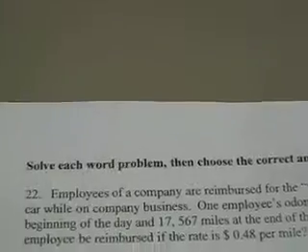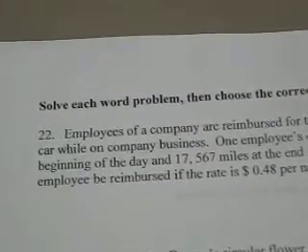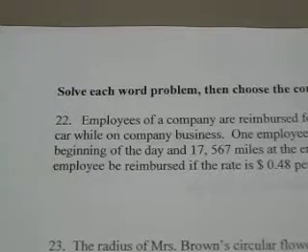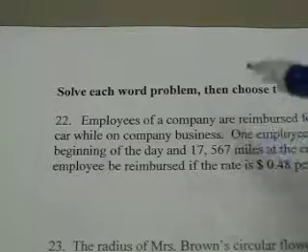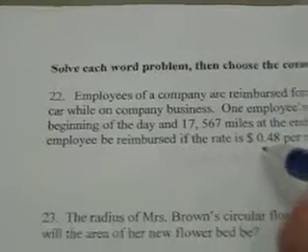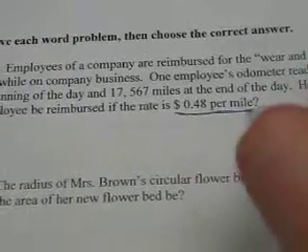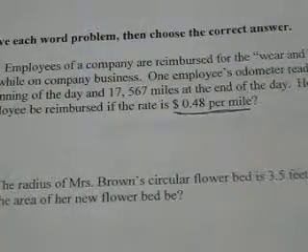Number 22. Number 22 says employees of a company are reimbursed for the wear and tear that occurs on their car while on company business. One employee's odometer read 17,438 miles at the beginning of the day and 17,567 miles at the end of the day. How much would the employee be reimbursed if the rate is 48 cents per mile? So this person gets 48 cents per mile. That means for every mile. So we need to know how many miles that person drove.